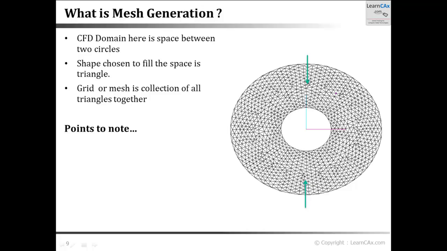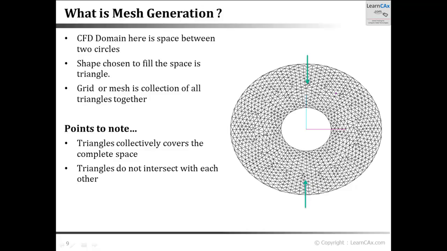Now there are a few points to note. In a CFD mesh, the triangles collectively cover the entire space. So whatever CFD domain or whatever CFD space we need to solve, we have to fill that entire space with such grids or mesh. These small triangles or these small cells do not intersect with each other, and also all these cells or elements are connected with each other at these points, which are called nodes. So they have to be connected but not intersecting, and they have to fill the entire CFD domain. So this is called a grid or a mesh.